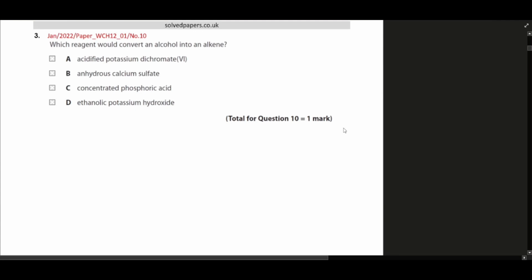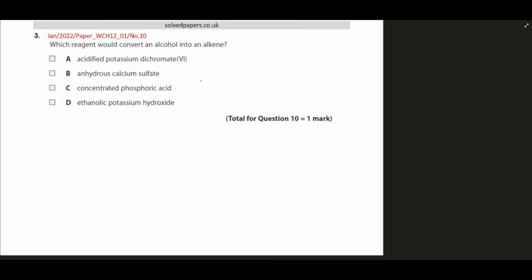Which reagent would convert an alcohol into an alkene? Okay, somebody please tell me. This is very easy. Number 10. Which reagent would convert an alcohol into an alkene? Come on. Look, this is where you make mistakes.